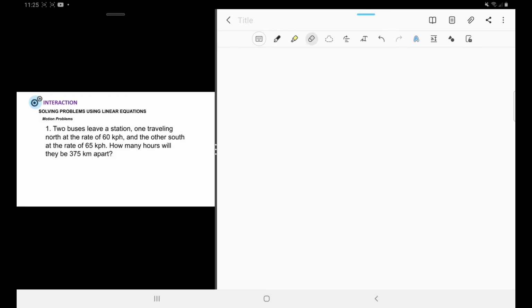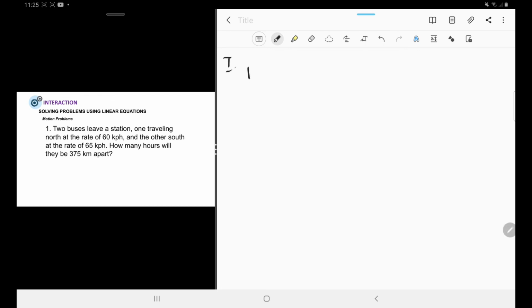Let us now proceed to motion problems. Example 1. Two buses leave a station, one traveling north at the rate of 60 kilometers per hour and the other south at the rate of 65 kilometers per hour. How many hours will they be 375 kilometers apart? So what we are solving here is the number of hours when the two buses are 375 kilometers apart.